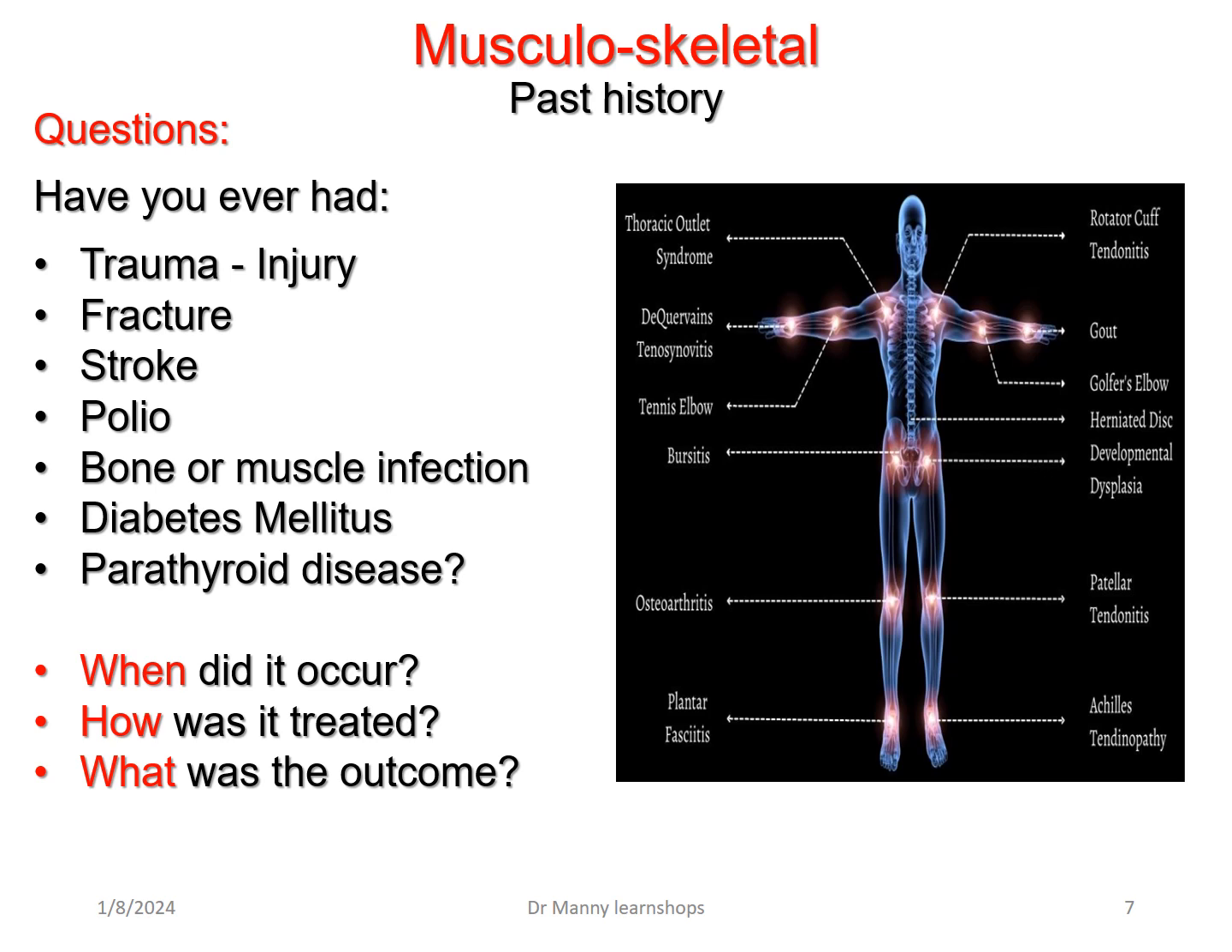In respect to past history, questions could include: have you ever had an injury or trauma, which could be a fracture? Have you had a stroke? Have you suffered from poliomyelitis? Have you had a bone or muscle infection? Do you have diabetes mellitus or parathyroid diseases? And if so, when did they occur, and how were they treated, and what was the outcome?